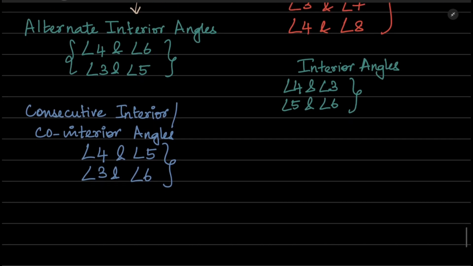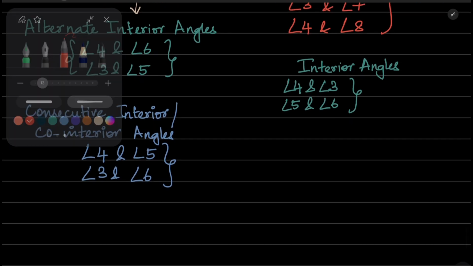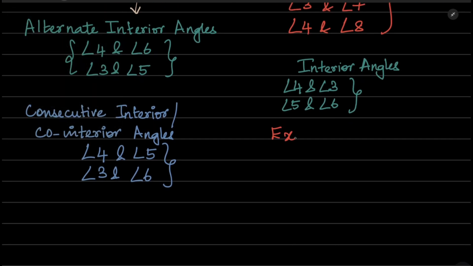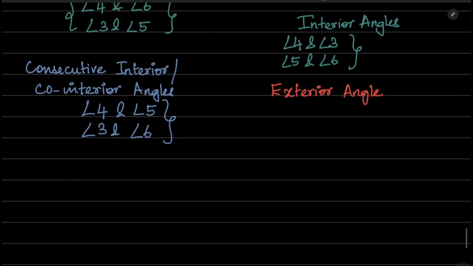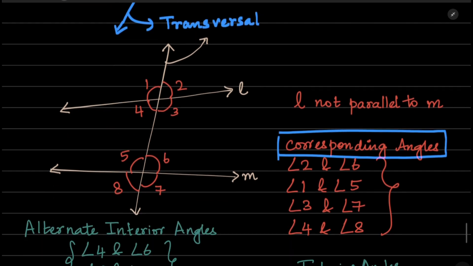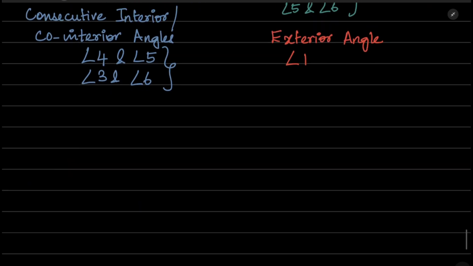Along with writing the interior angles, let me also write the exterior angles. Can you tell me which four angles are exterior angles? Angles 1 and 2 are exterior, and angles 8 and 7 are exterior. So angle 1, angle 2, angle 8 and angle 7 are exterior angles.